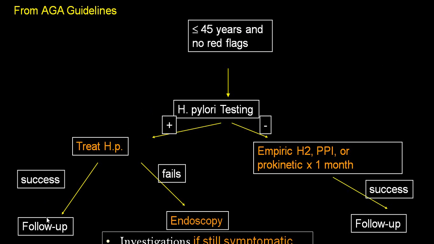If success is there, have a follow-up. If it fails, go for endoscopy. And even if the person has persistent symptoms, go for H. pylori testing and go for endoscopy. If it is negative, give empiric treatment with a proton pump inhibitor and prokinetic. If success is there, go for follow-up.